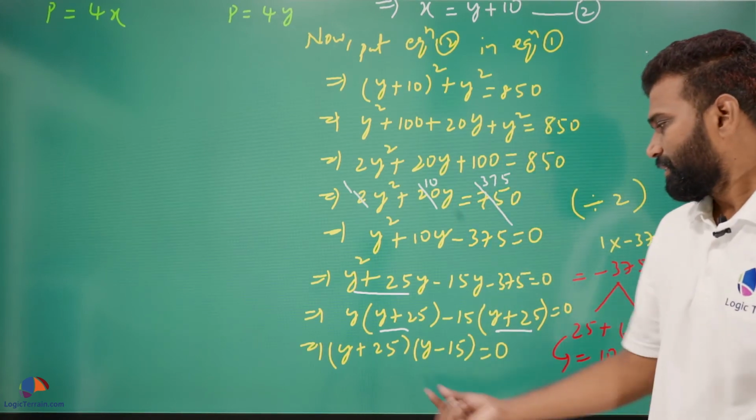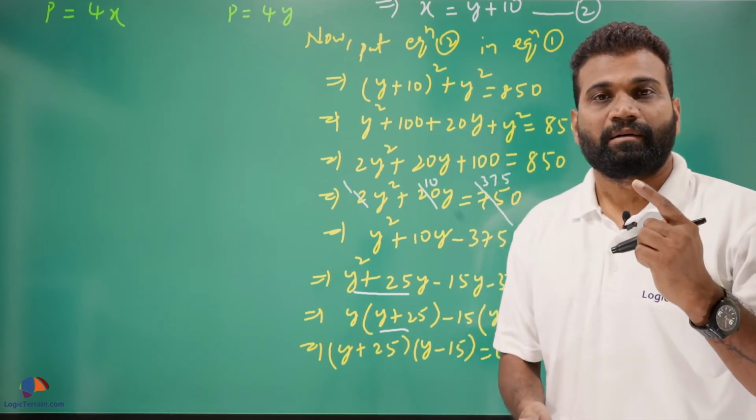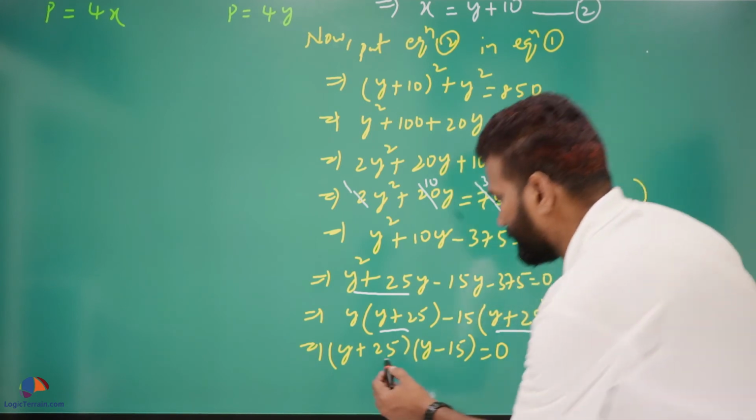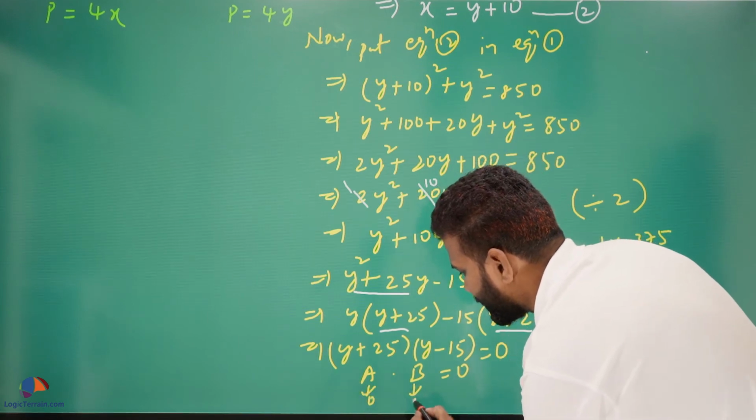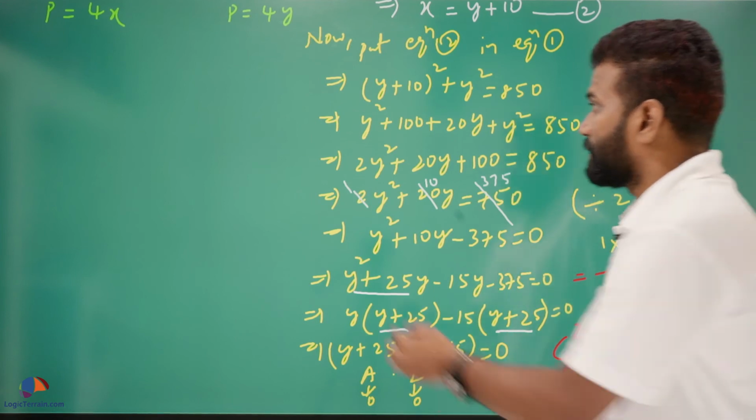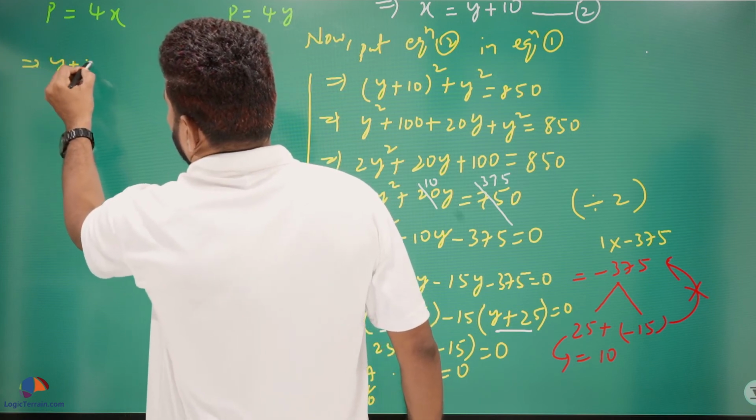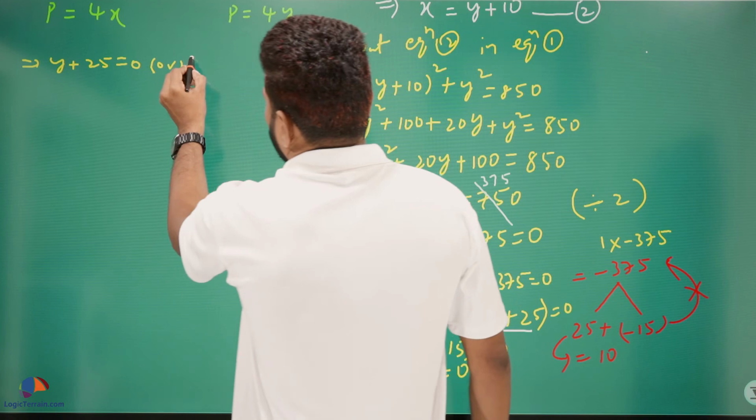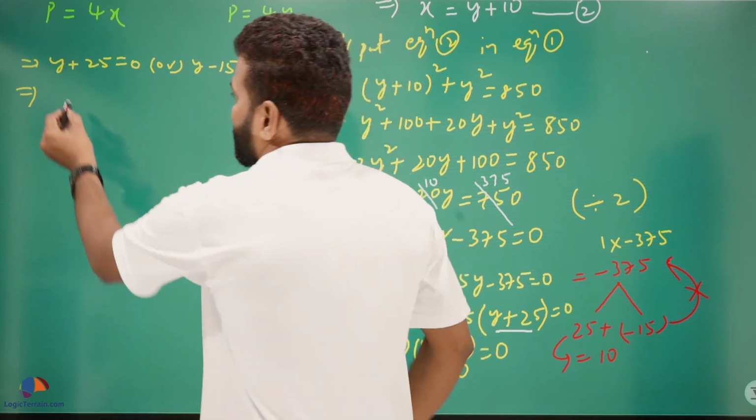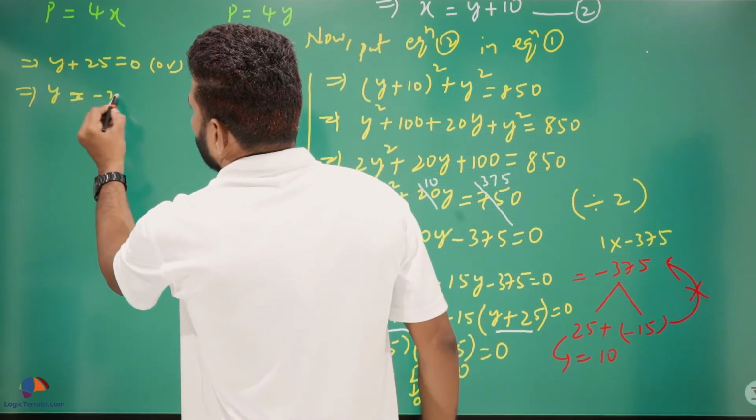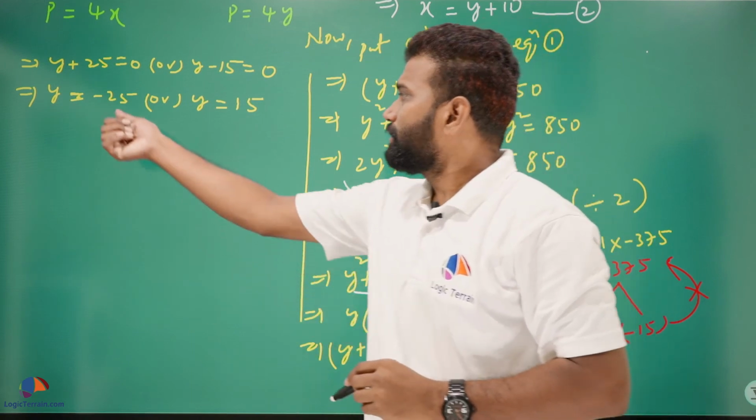So we'll take y plus 25 common, then y plus 25, we are left with y minus 15 is equals to 0. When the product of two numbers is 0, then any one of the numbers must be 0, which means when a into b is equals to 0, either a is 0 or b is 0. So y plus 25 is equals to 0 or y minus 15 is equals to 0. Further, plus 25 comes to this side, becomes negative 25, y is equals to negative 25 or y is equals to positive 15. And we got two y values.